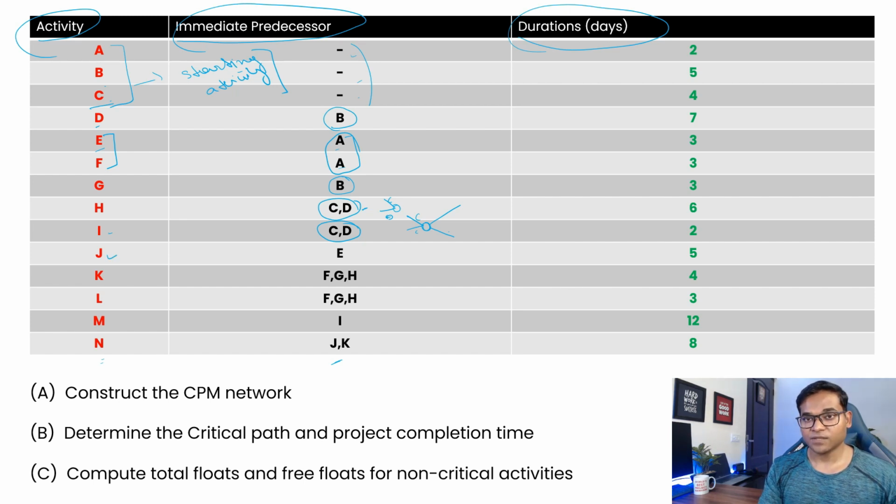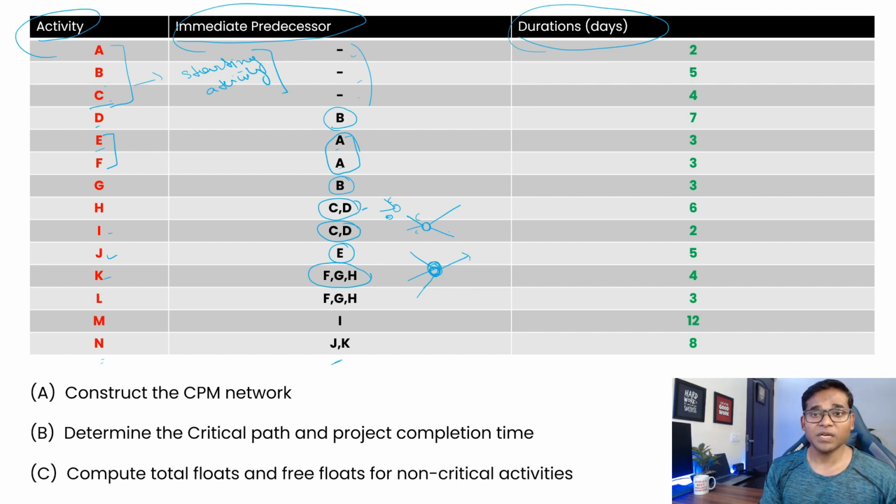Then J has the predecessor E. It means J will start where E is going to end. Similarly for K, the predecessors are F, G and H. It means your K activity will start from a node where F, G and H are finishing. So you have to have a node in your CPM network diagram where F, G and H are all converging at the same node, and from that node your K will start.